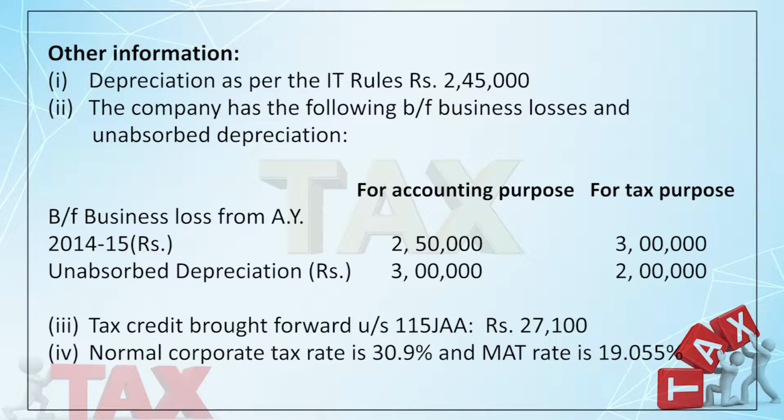The depreciation as per IT rules is given, and the company has certain brought forward losses and unabsorbed depreciation. There are two types of balances, for accounting purpose and for tax purpose, which will appear on the screen. You can see I am not discussing the amounts. And the next one, the tax credit brought forward under section 115JAA. A certain amount has been given there, and you have to apply the normal tax rate as per the Income Tax Act.